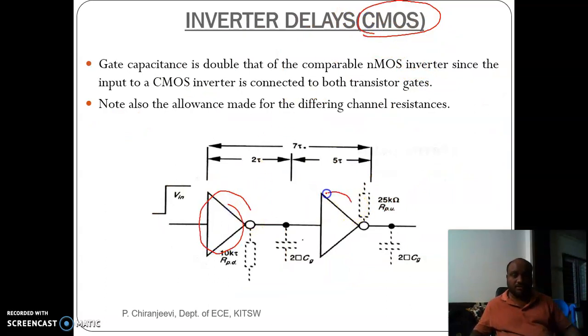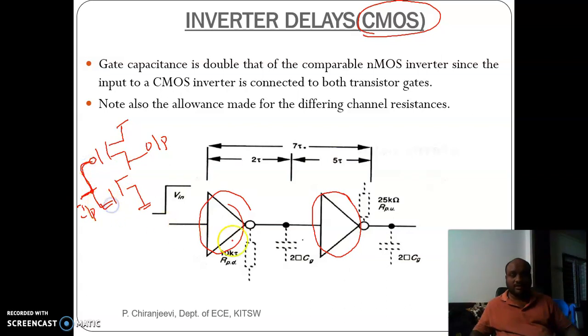So when we need to calculate the inverter delay of CMOS, let us consider this is a CMOS based inverter and this is a CMOS based inverter. In general, our CMOS based inverter circuit diagram will be like this. Pull up will be PMOS, pull down will be NMOS, both the gates are connected, and this is your output, this is the supply and this is the ground. So here is the input and here is the output. As the input is connected to both the gates, the standard unit of capacitance is marked as 2 times Cg.